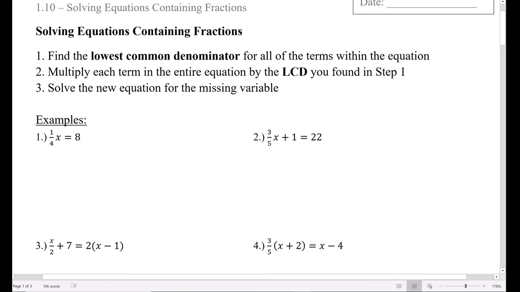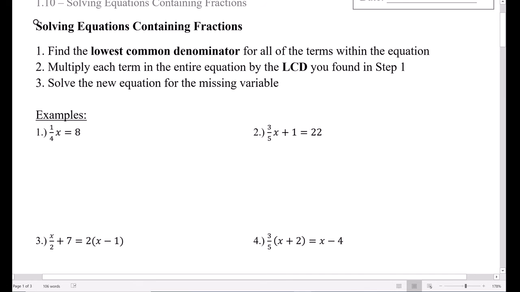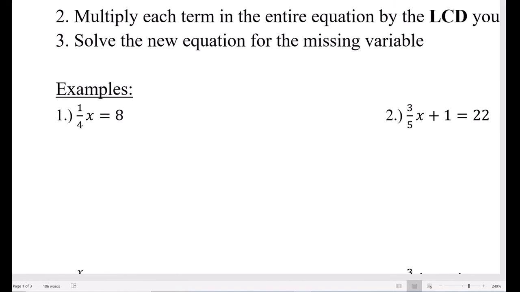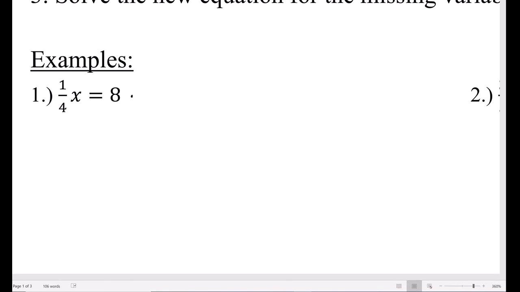So our first example, we've got 1/4 x equals 8. So I want to get everything in terms of fourths. Okay, I see that I've got 1/4 x. I want to turn that 8 into fourths. So to do that, I'm going to multiply it by 4/4 and rewrite this as 1/4 x equals 32/4.